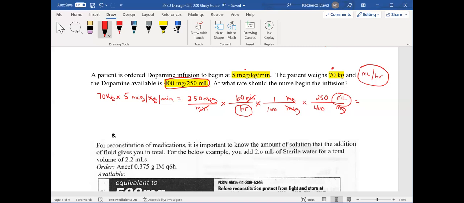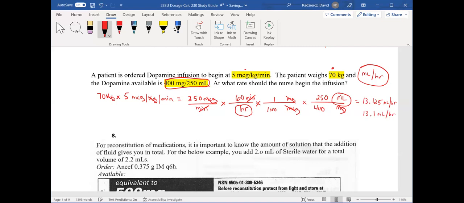5,250,000. Okay. Then I'm going to divide by 1,000. That gives me 5,250. I'm going to divide by 400. And that's going to give me 13.125. So because we don't know otherwise, and because we're following CCAC rounding rules, that 13.125 mL per hour would be rounded to 13.1 milliliters per hour.